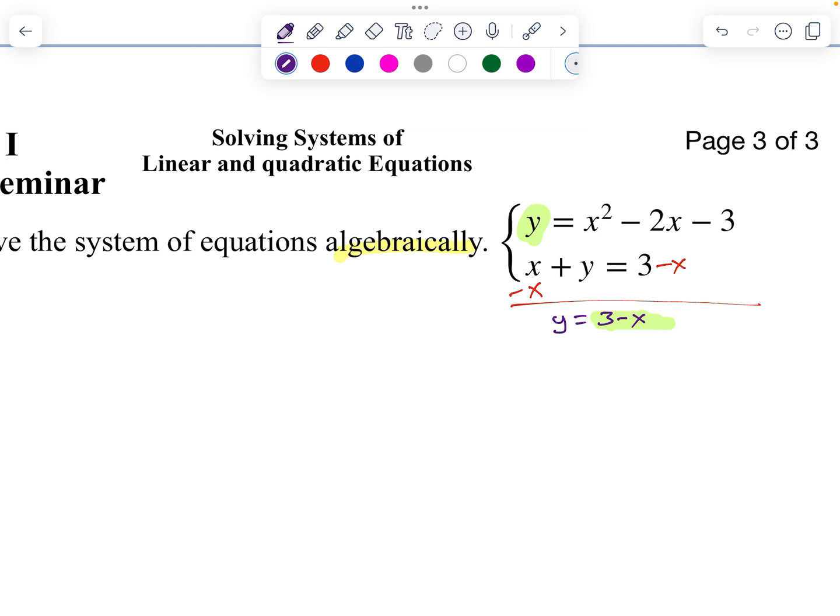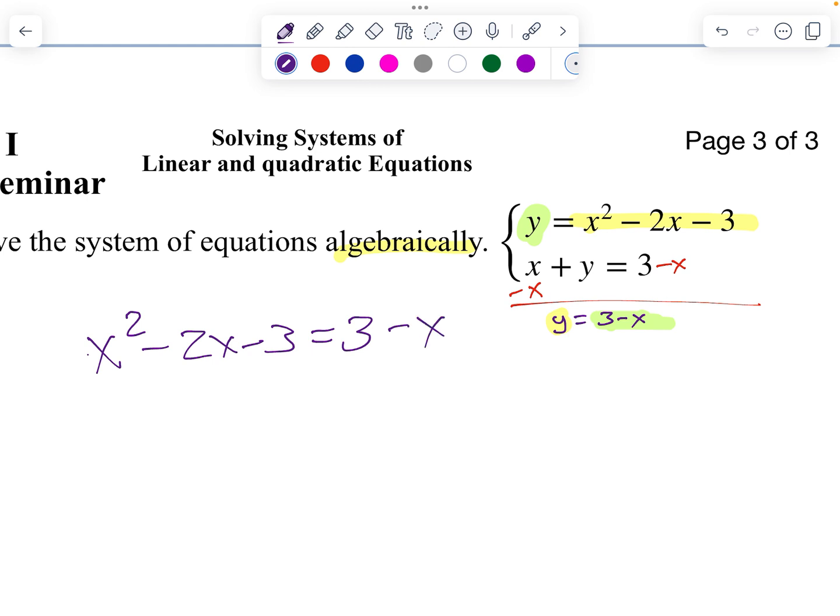Or my second equation, instead of writing y, I'm going to write x squared minus 2x minus 3. Maybe I want to do it that way. So instead of writing y in the second equation, I'm going to write x squared minus 2x minus 3. So I'm going to say x squared minus 2x minus 3 equals 3 minus x.